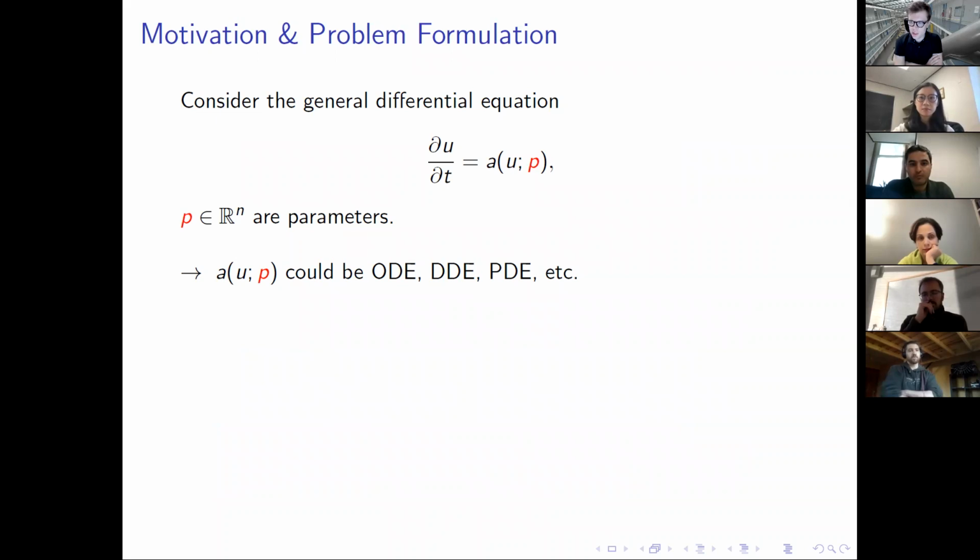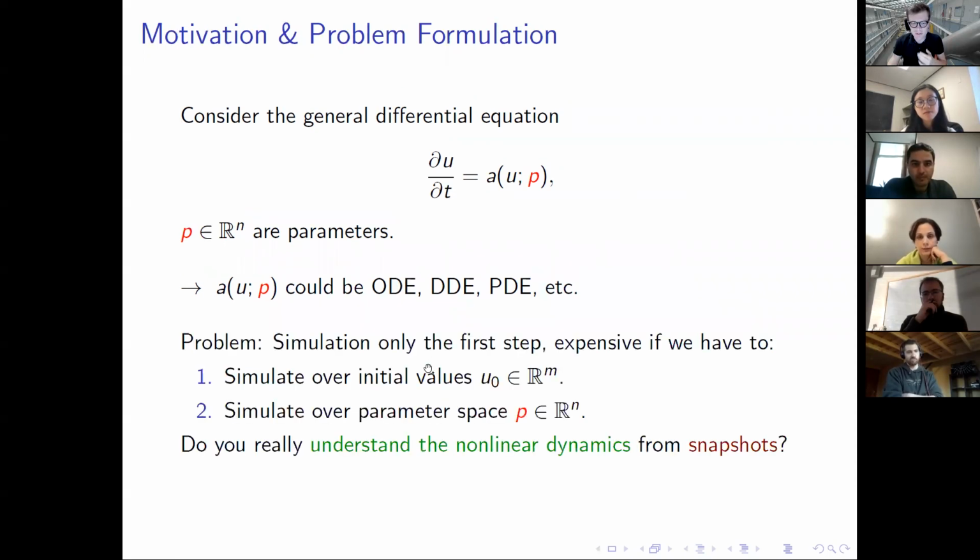So what's the problem formulation? Suppose you have your favorite model. It could be any sort of differential equation, an ODE, a DDE, a PDE. Let's start deterministic. Suppose you have your deterministic differential equation, and in addition to the normal evolution in phase space, there are parameters in it. Basically every biological model has that, right? You basically can't get by without that.